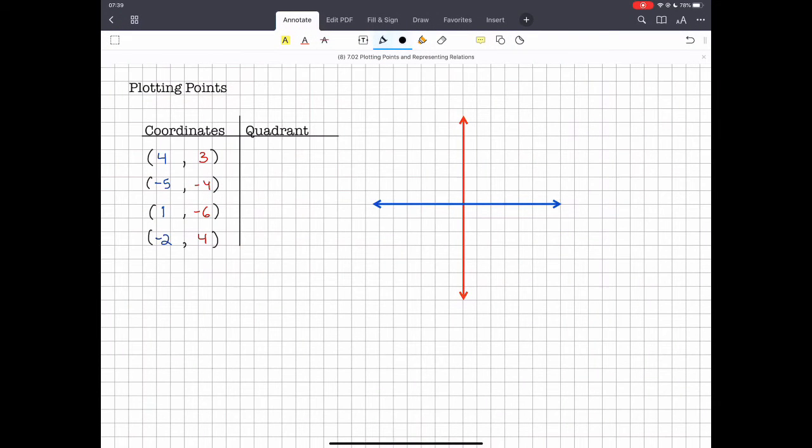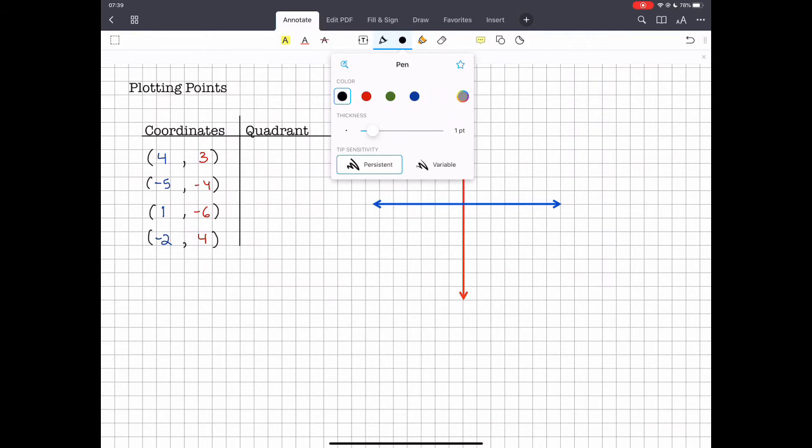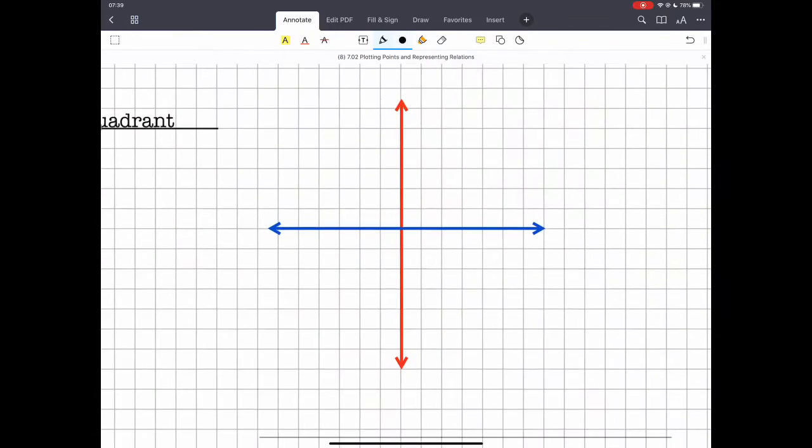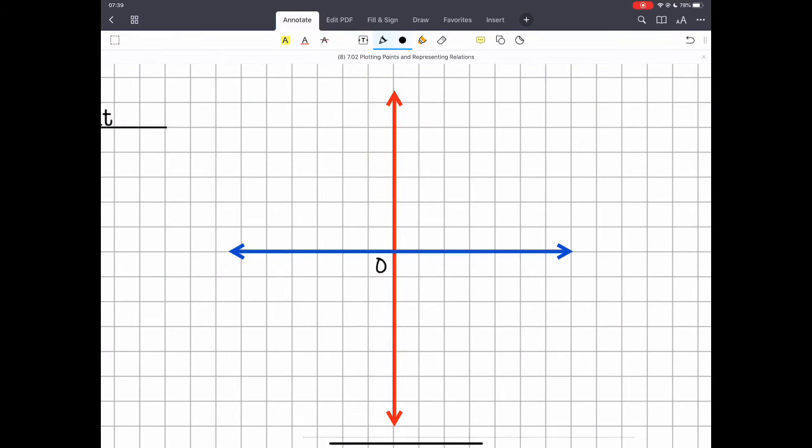So now we're going to look at plotting some points and just determining what quadrant they're in. The first thing we should do, though, is we should always number and label our graph. So we always start with the origin, and we label our x and y axis. Then we can go ahead and number the rest of it. So I like to start at the origin and fill in the x-axis first. So if I go to the right from the origin, this would be 2, 4, and 6. Then we'll fill in the negatives, -2, -4, -6.